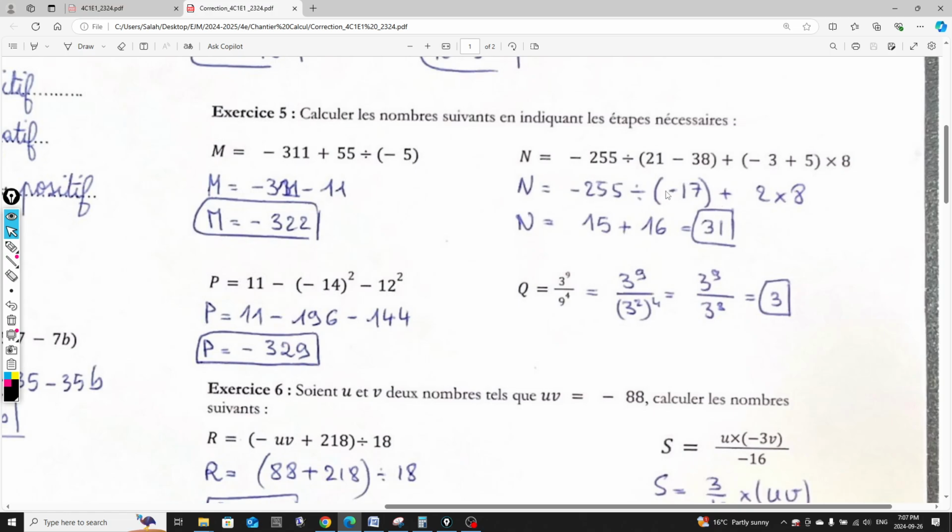Well, negative 255 divided by negative 17 is going to give you a positive 15, and 2 times 8 is positive 16. Okay, well, 15 plus 16 is 31. Okay? Now, this guy right here, same thing.